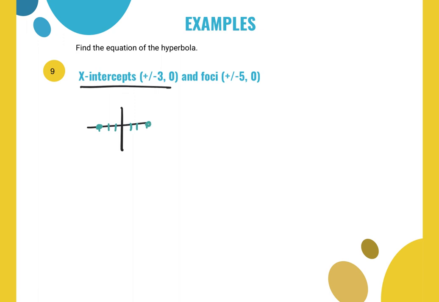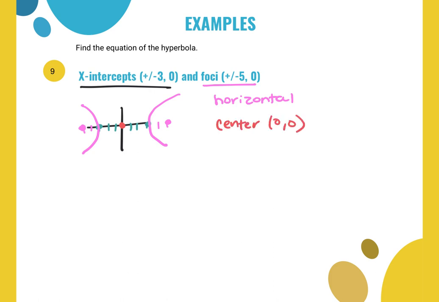For a graph to intersect there, we're not sure yet that those are vertices because it could just cross through at that point. But the second piece of information that it gives you, which is that the foci are negative 5 and positive 5, tells you that this is now a horizontal hyperbola. If it intersects there, then those are my vertices, which means my center is halfway between them. Center is 0, 0. And a is 3 and c is 5.